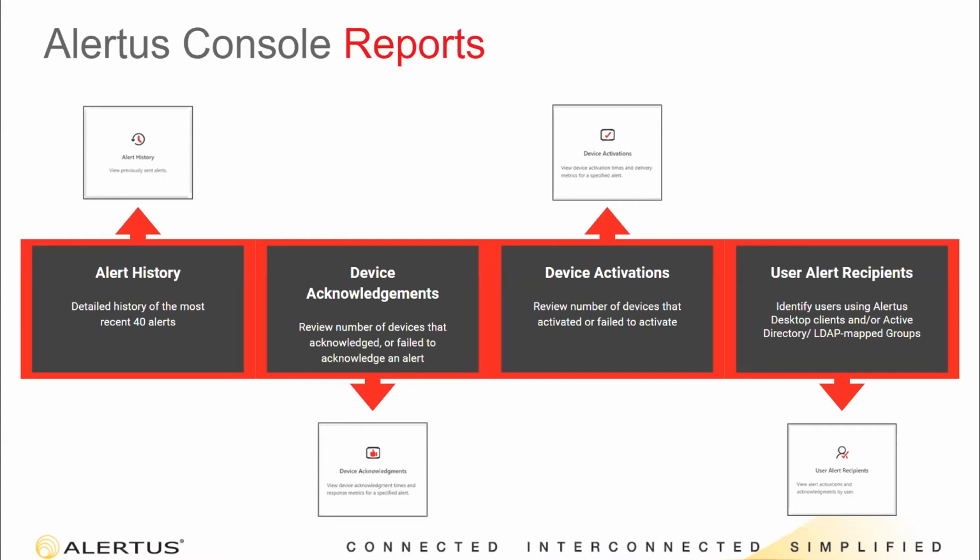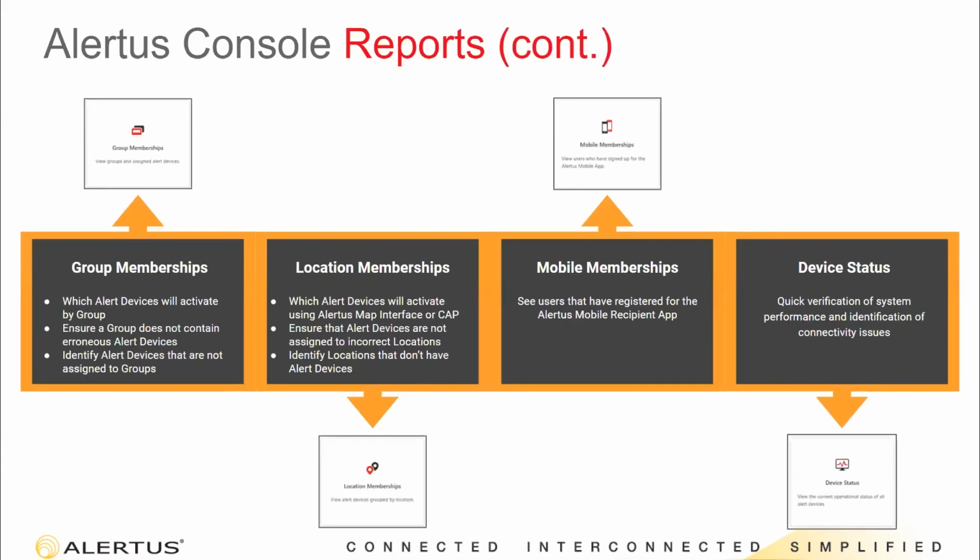The device activations report tells you the number of devices that were supposed to activate, how many were offline, which ones did not activate, which ones did activate, and the time that it took to activate. The user alert recipients report is a hybrid, a combination of the device acknowledgements and the device activations report. It's primarily useful for identifying users using Alertus desktop clients or Active Directory or LDAP mapped groups.